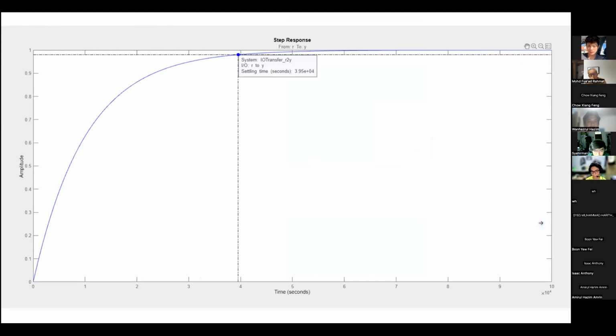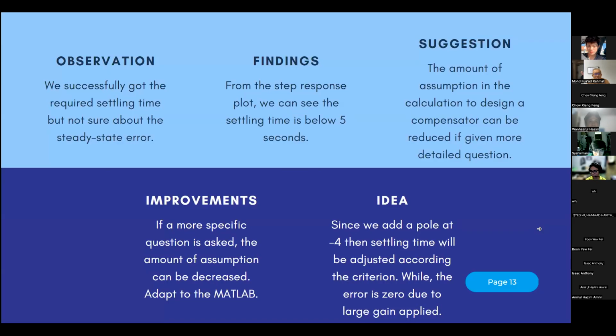In the step response, we can find that the settling time is adjusted to less than 5 because of the s plus 4. Okay, next. From this question, we can see that the settling time is below 5 seconds, and also the steady state error is 0.